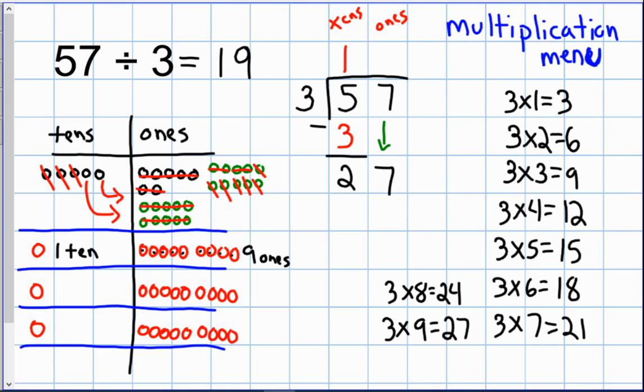Okay, so 3 times 9, I'm going to put the 9 here. 9 ones times 3 is 27. And I'm going to subtract. There's no remainder, which is awesome. So I got the same answer as my place value chart method. So knowing your multiplication facts is really going to be helpful in division. Now let's try one more.